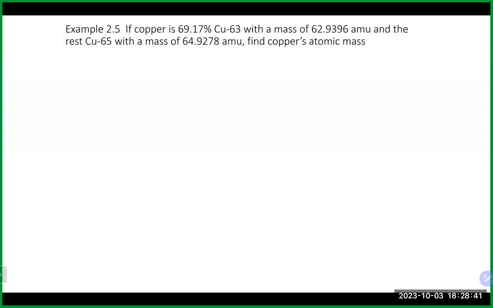So why don't you try this one? If copper 63 is 69.17%, and has a mass of 62.9396, and copper 65 has a mass of 64.9278.